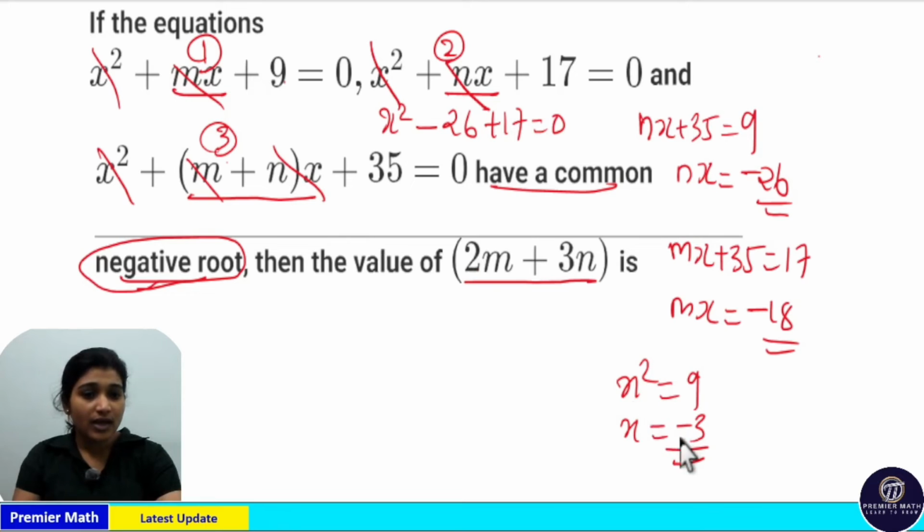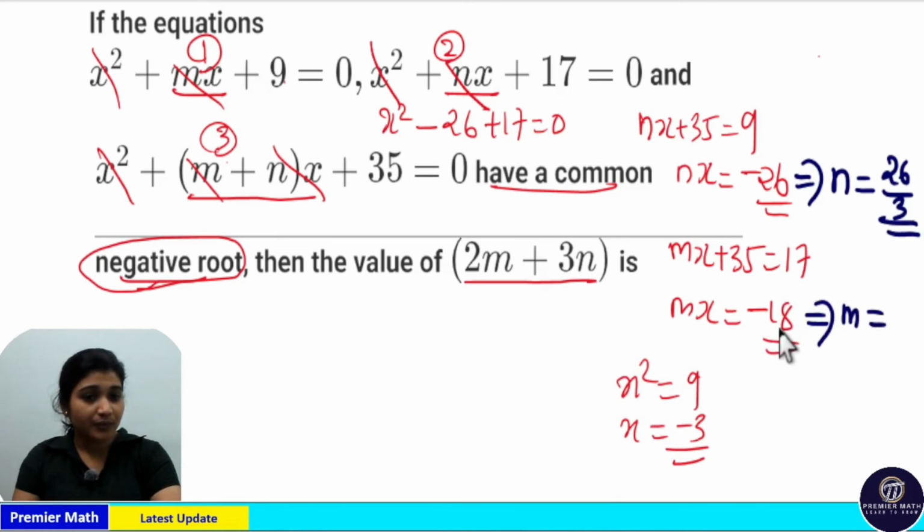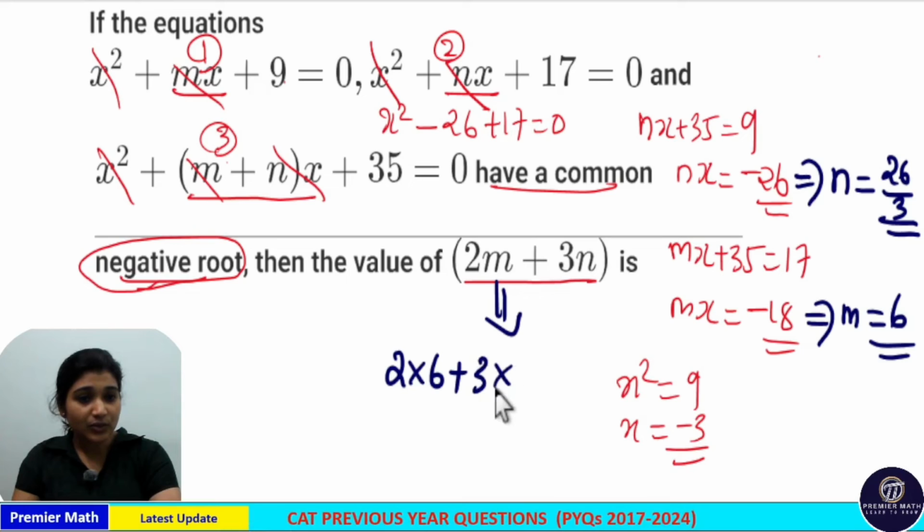Then put the value of x as minus 3 in nx is equal to minus 26. From this, minus 3 n is equal to minus 26, meaning n is equal to 26 by 3. And from mx is equal to minus 18, m is equal to minus 18 by minus 3, which is equal to 6. M is equal to 6. So here 2m plus 3n: 2 into 6 plus 3 into 26 by 3, which is equal to 12 plus 26, which is 38.